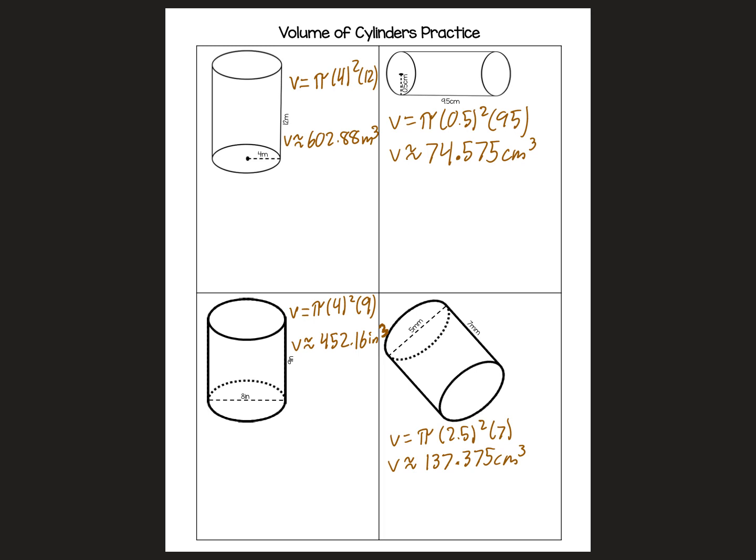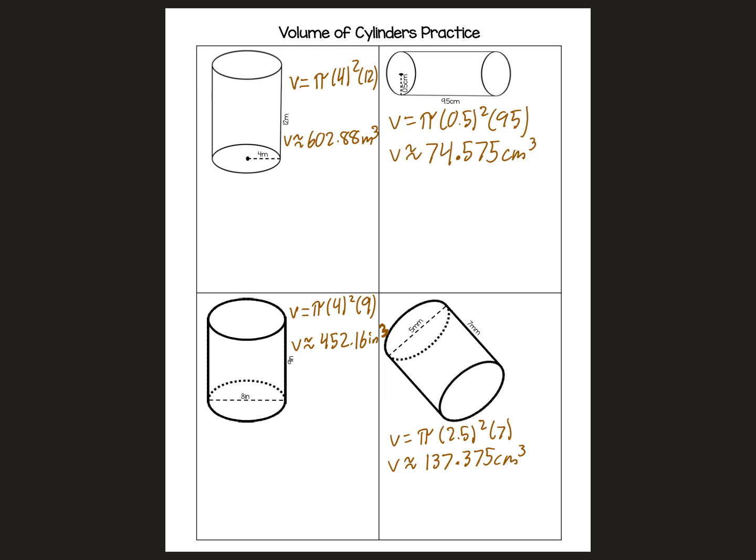Now, for the final example on the bottom right, we are given a diameter of 5 millimeters, which means our radius will be 2.5 millimeters, and our height is 7 millimeters. Our formula is V equals pi times 2.5 squared times 7, or about 137.375 cubic centimeters.